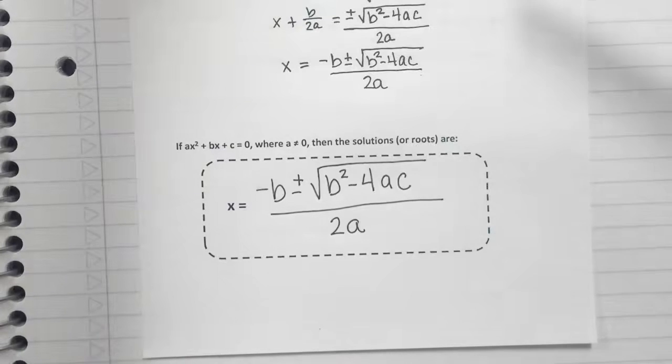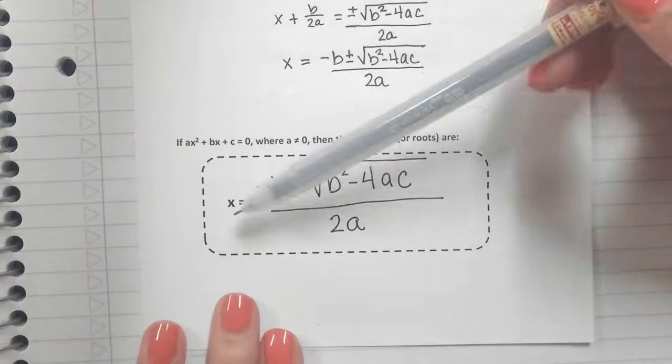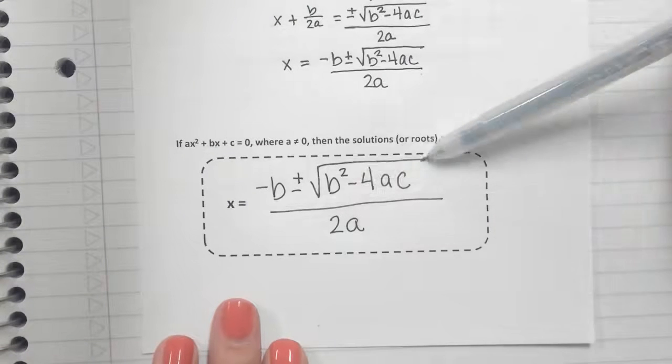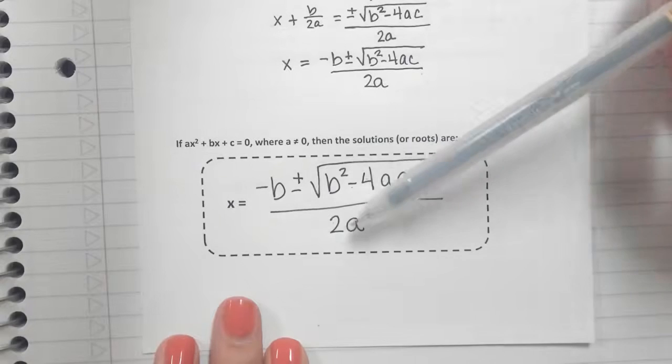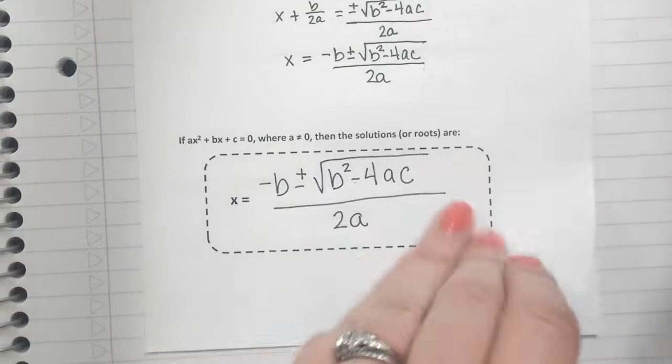And so we just need to know A, B, and C. Okay, and the song to remember it is x equals negative b plus or minus the square root of b squared minus 4ac all over 2a. I didn't make it up, okay? I'm just the messenger. All right, let's use it.